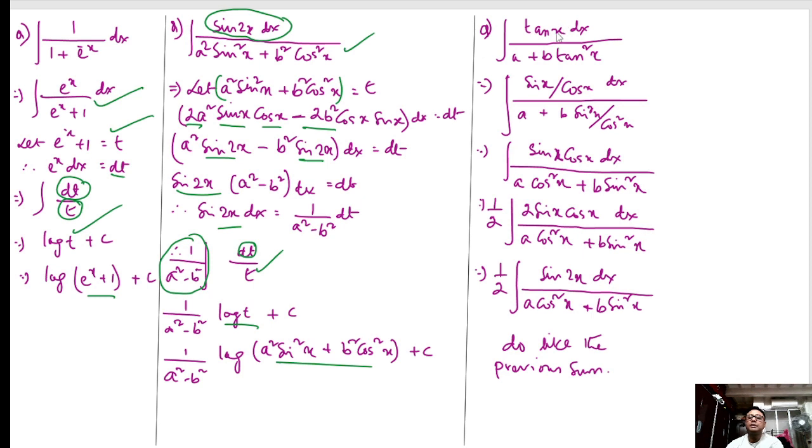Similarly, integration of this. So we are breaking the tan x, and we got this. So see, this sum is same as the previous sum. We have done a sum like this. This is that sum. This is that sum. So please do the sum like this.